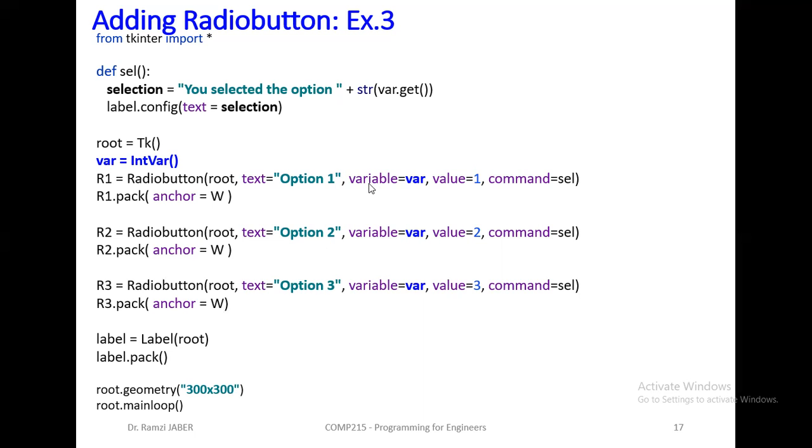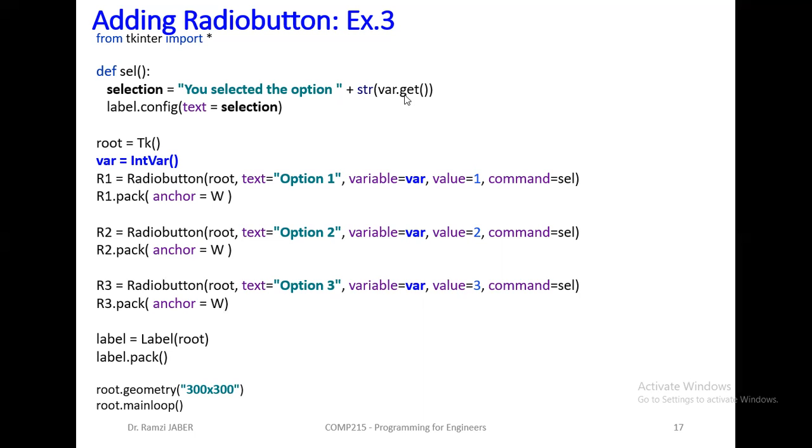There is a value. The variables here will be option one, option two, and the values one, two, three. If the user clicks on radio one, the var equals one. So we convert the integer value to a string, because here we have text. The text must be a string. So here we have a function, str, that converts this variable to a string.